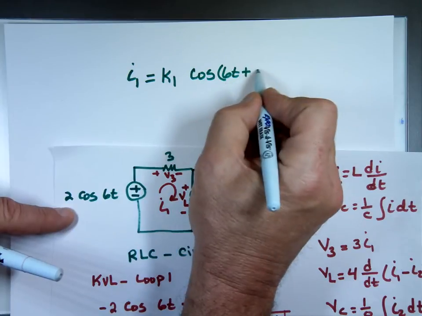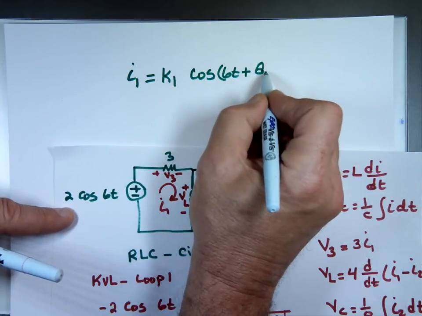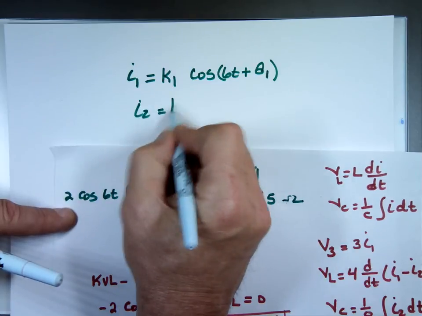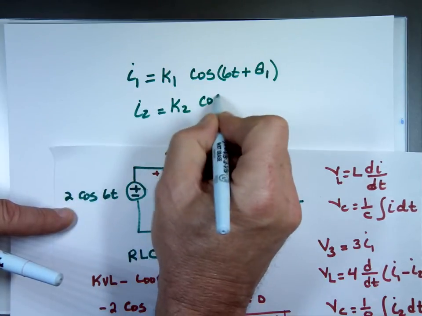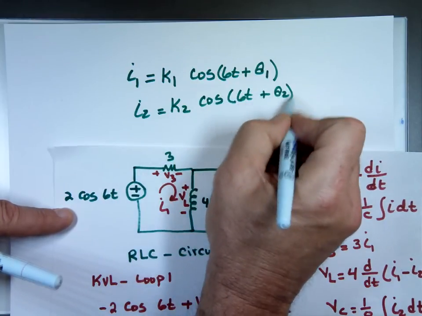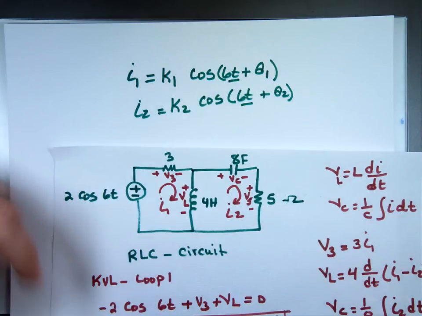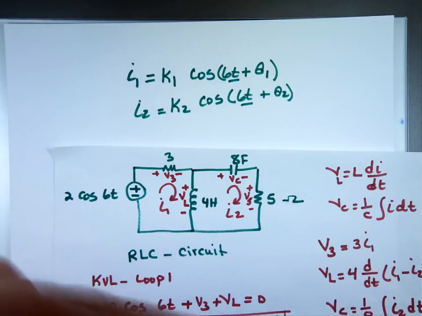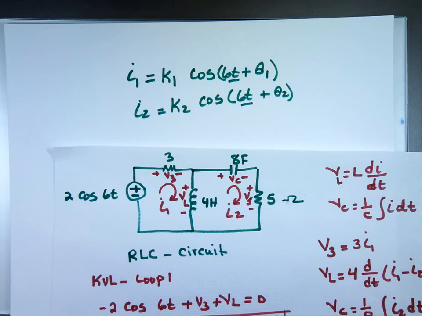The phase shift could be nothing, could be 1. And current 2 is going to be another constant with the same thing, cosine 6t, but the phase shift might be different. This will not change. This will be the same. I call them theta 1, theta 2. So that's what's going to happen to your answer. You'll go behind the math when you take differential equations. They take all this math and they solve it.